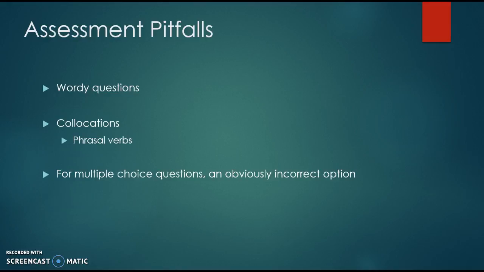So the reverse of that, sometimes we might want to be testing their reading knowledge, but what we're really testing is their knowledge of collocations or phrasal verbs, or their lack thereof. So they might understand the reading, but they might not have the collocation use right. So something to think about.